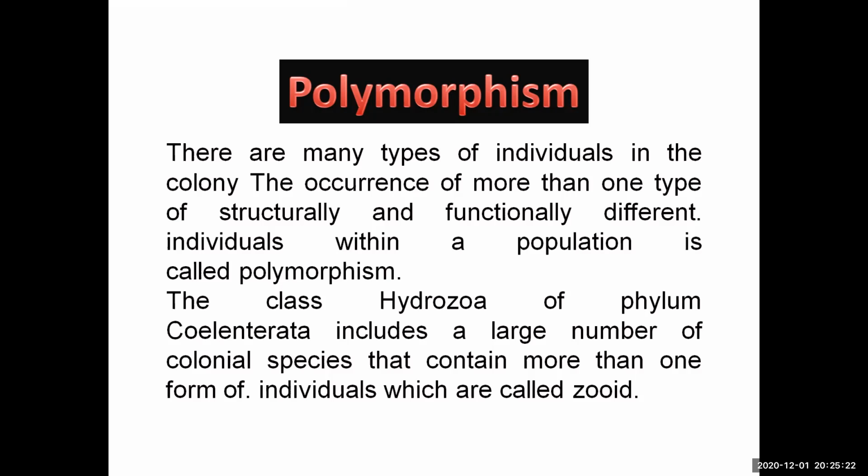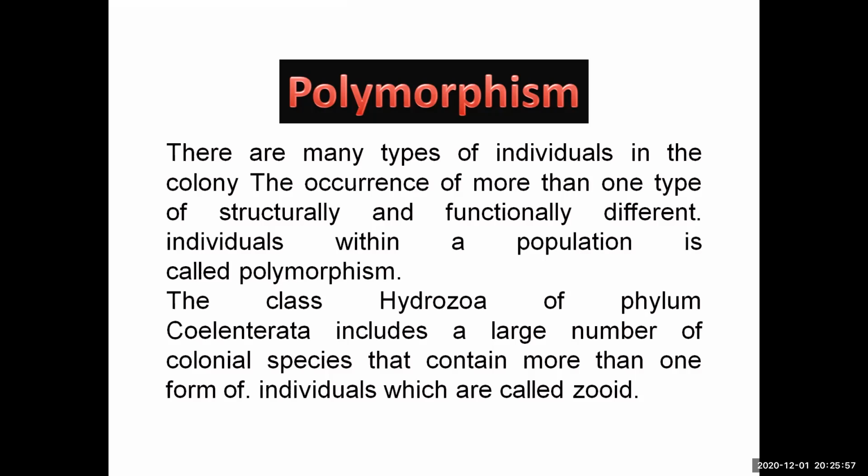Polymorphism. Now this is a very important phenomenon which is found in Cnidaria. A single organism or individual is termed a zooid. There are many types of individuals or zooids in the colony. The occurrence of more than one type of structurally and functionally different individuals within a population or a colony is called polymorphism.